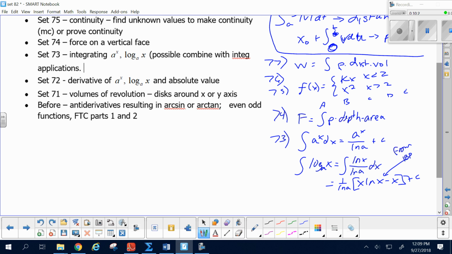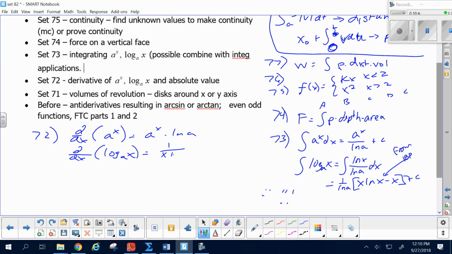That's it. Set 72, what about the derivative? Why I'm running so low, let me go over here. What about the derivative of a to the x? A to the x times natural log of a. What's the derivative of log base a of x? 1 over x natural log of a.